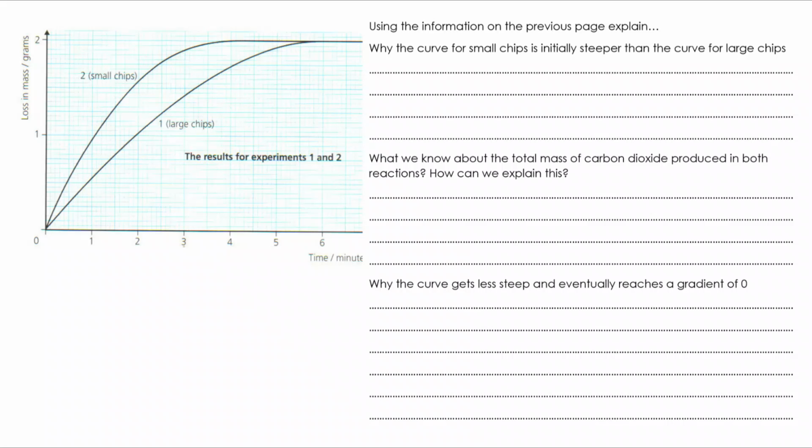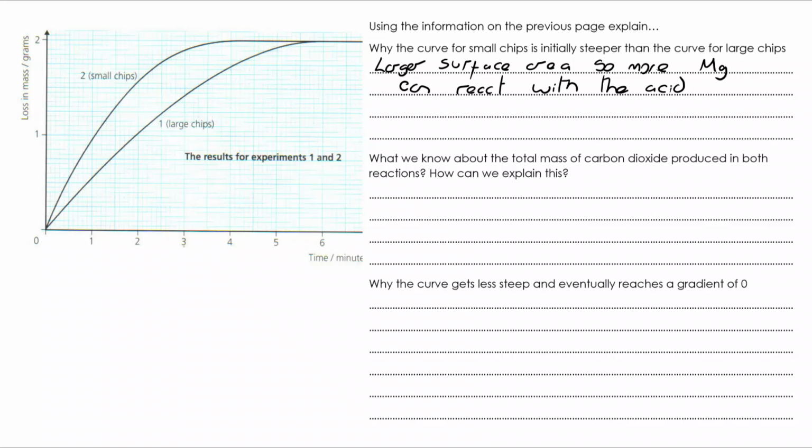Okay, so why is the curve for smaller chips initially steeper than the curve for large chips? Well, as we've discussed, the smaller chips have a larger surface area. That means that more of the magnesium can react with the acid. It means that we are going to get a faster initial rate of reaction.